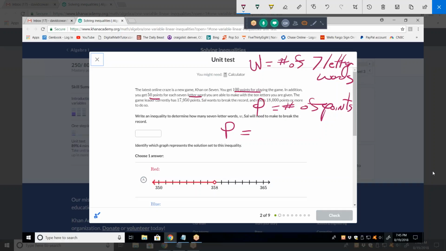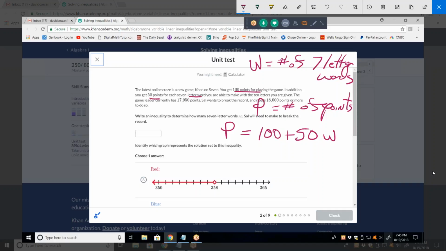I want to go left to right again. In other words, start with the first piece of information. You get 100 points for just playing. So 100 plus 50x. Correct, or 50w. So that's the equation for the number of points. And they want us to write an inequality. So what does the inequality need to be? So P must be greater than or equal to 18,000.